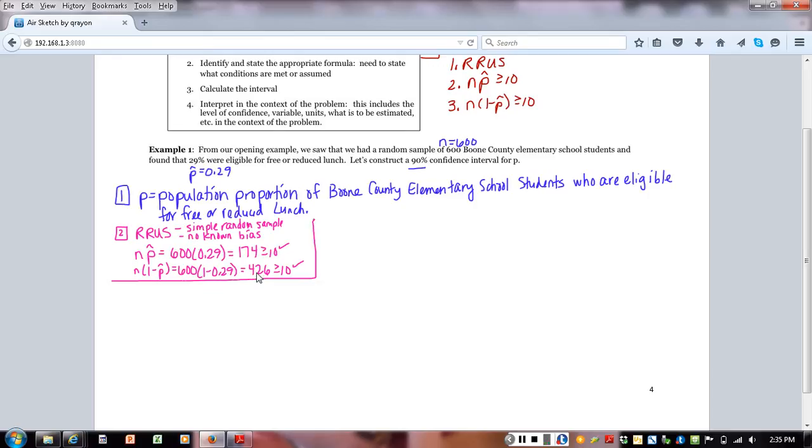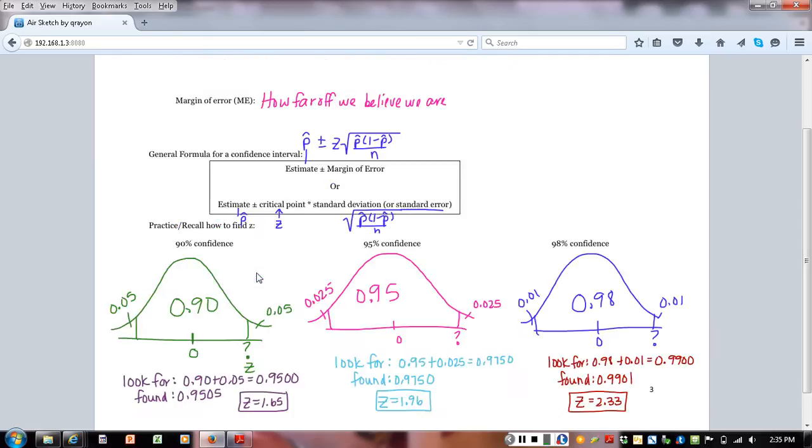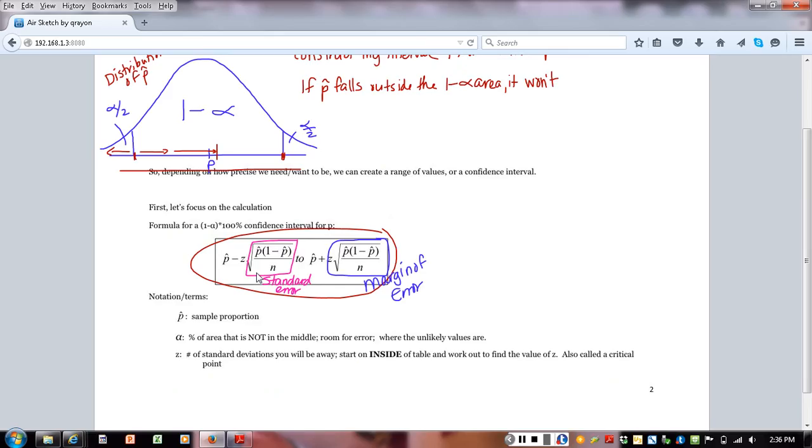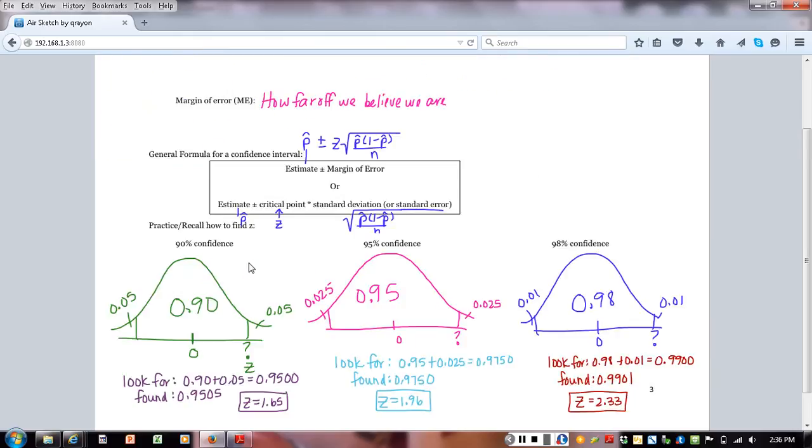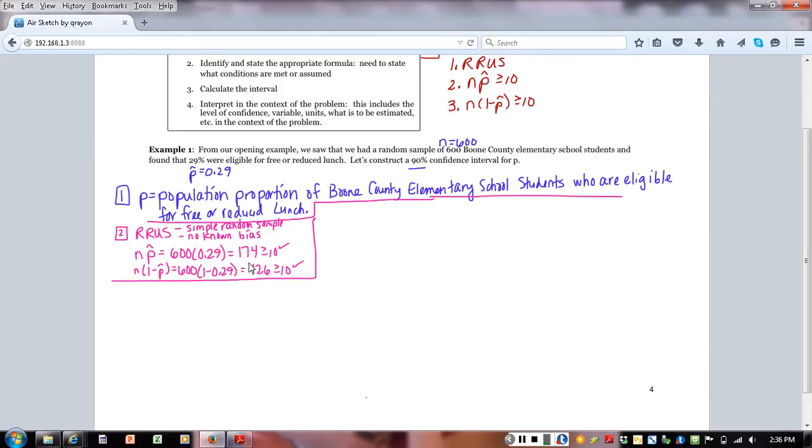Alright, next here for step 3. The first thing I'm actually going to do is find my z-score, because what I want to do here in step 3 is do my formula. But if I look at my formula, I already know p hat, I already know n, I just need to worry about finding my z. So that's what I'm going to do next.